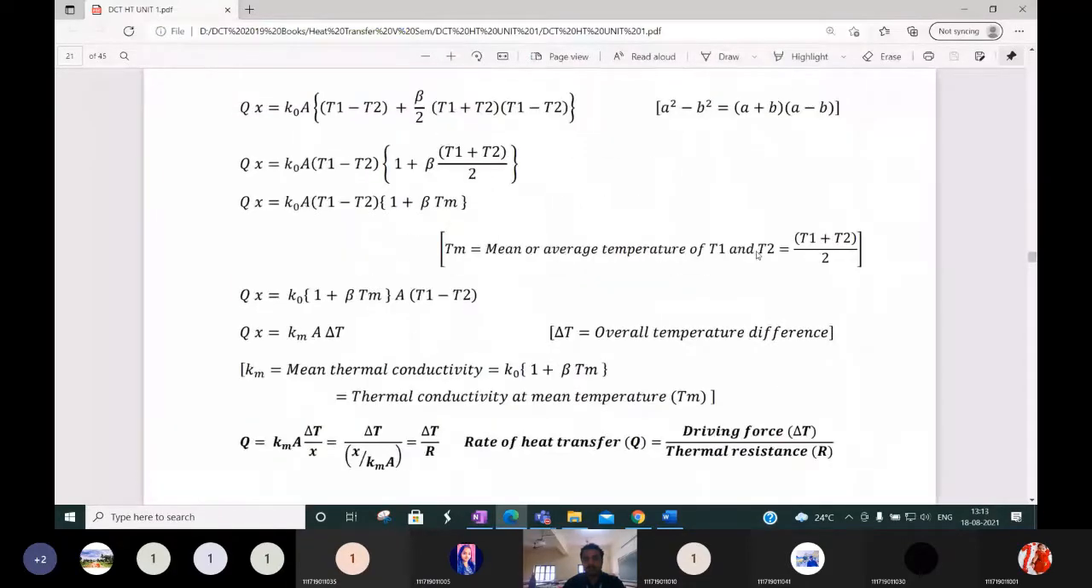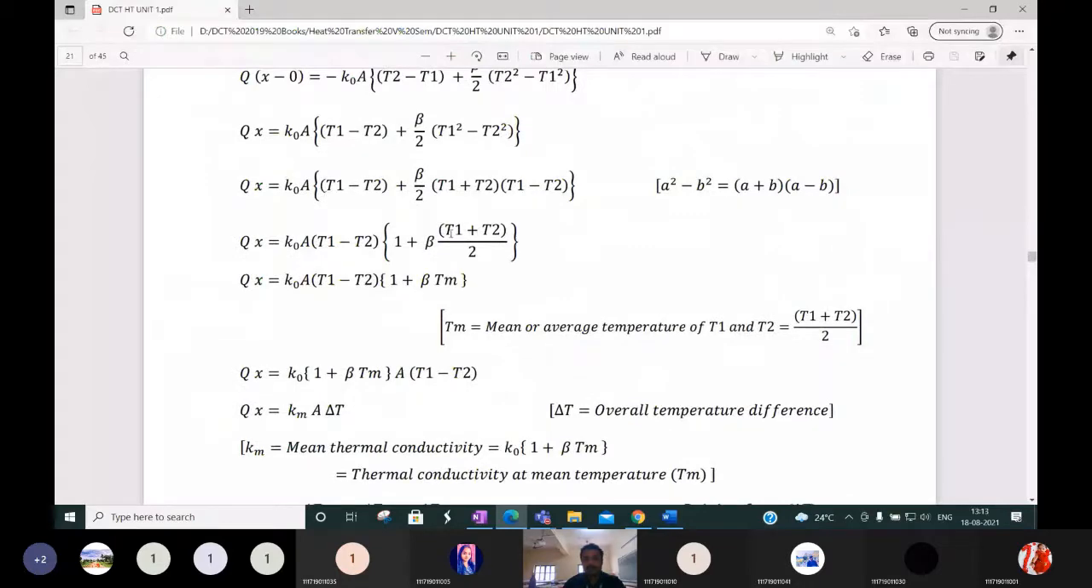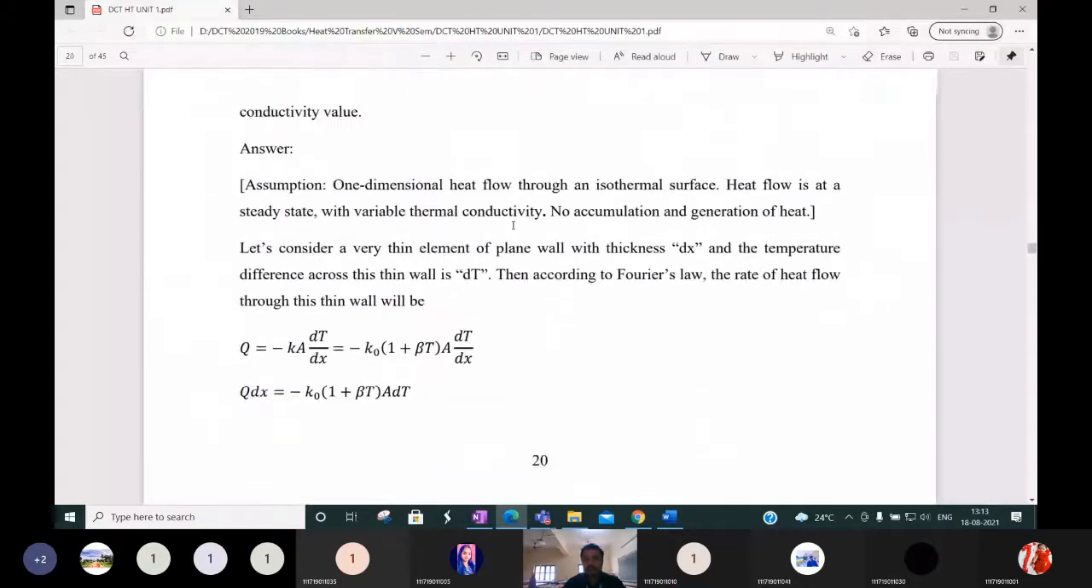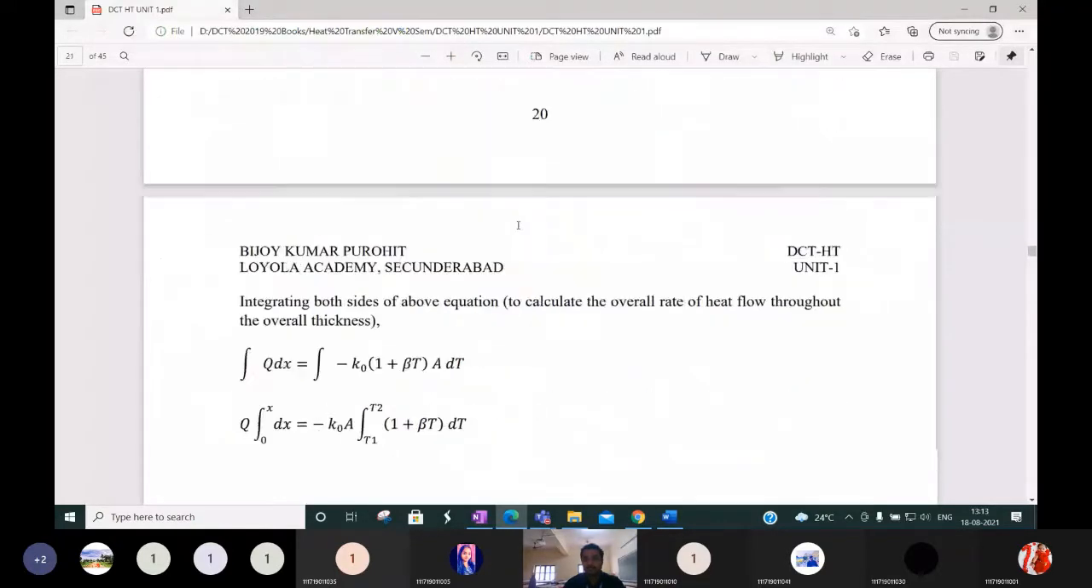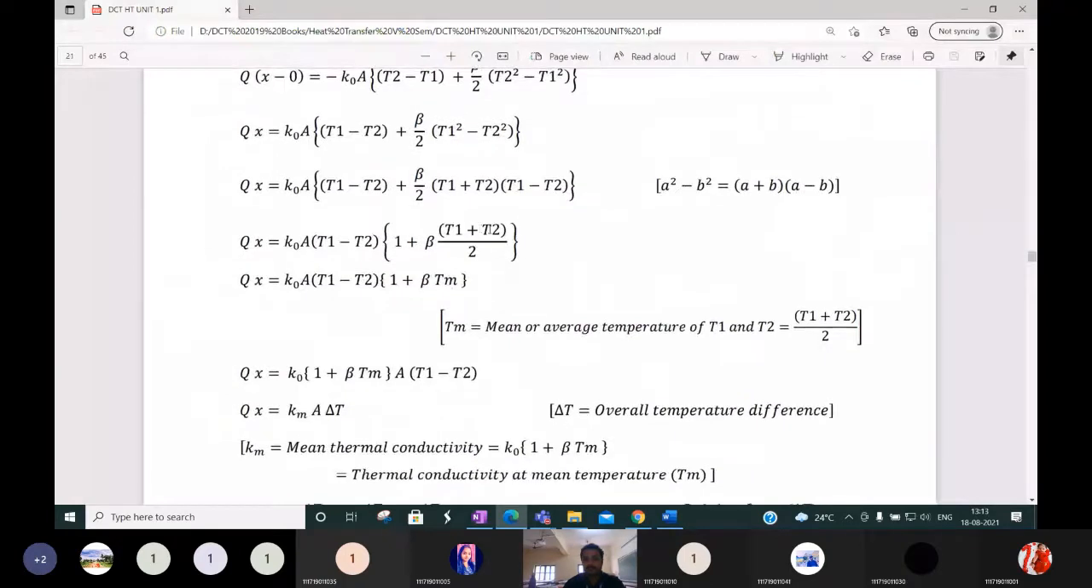Why do we do this derivation? Where T1 and T2 are what? T1 and T2 are surface temperatures. When the thermal conductivity is not known to us, we take the average of the surface temperatures and put it as Tm. Tm is the mean or average temperature of T1 and T2, which are nothing but the surface temperatures.